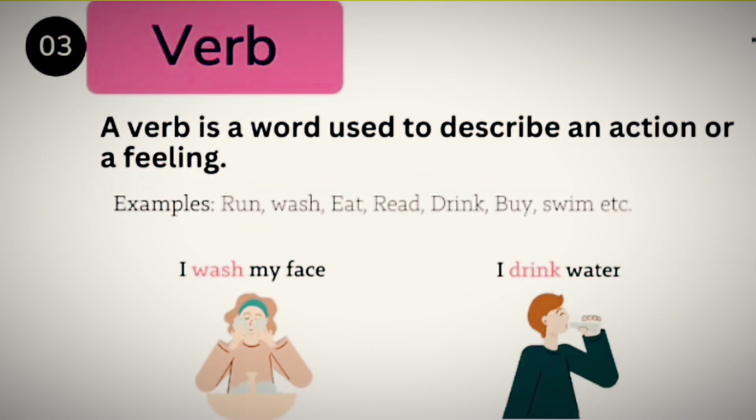Verb. A verb is a word that is used to describe an action or a feeling. For examples, run, wash, eat, read, drink, buy, swim. I wash my face. The verb in this sentence is wash. I drink water. The verb in this sentence is drink.